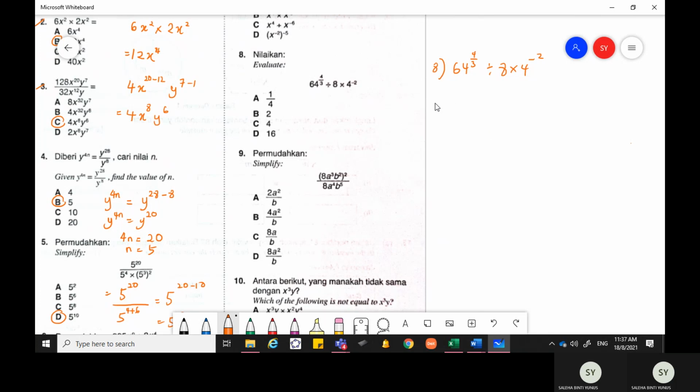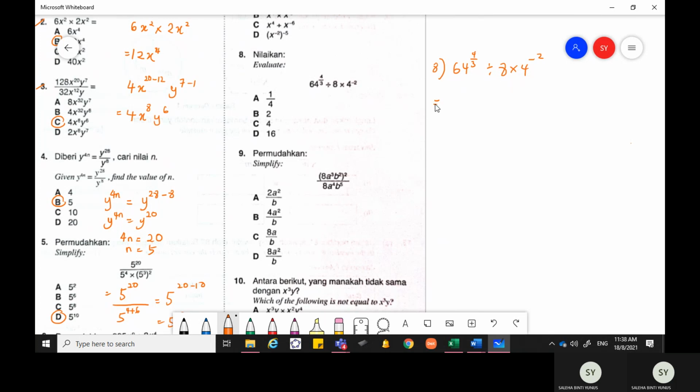Jadi what we will do, so the first thing ke dalam index kita akan cuba samakan base. Okay, so sekarang kita ada 64, 8 and 4. So kita choose satu base yang kita boleh samakan semua. Kalau kita nak pilih base 4, okay, 64 can change into 4 to the power of 3. But then 8 cannot be changed into 4 to the power of 2. Tak, 4 to the power of 2 16. So 8 tak boleh tukar kepada base 4. Jadi apa yang kita boleh tukar adalah base 2. Semua boleh tukar jadi base 2.